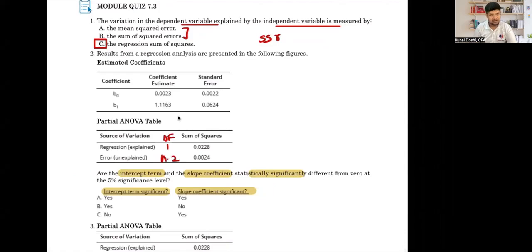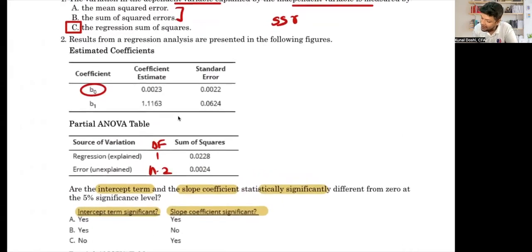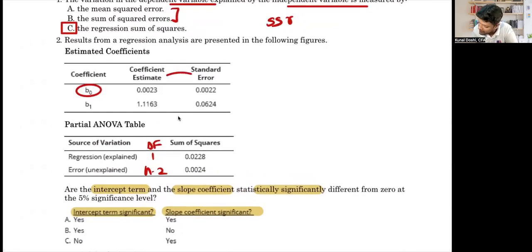Now, what are we testing? How do I do the test? Based on the information, there is B0 and B1. Both you have to test. Guys, coefficient estimate and standard error. When you do this, you get the coefficient estimate and divide by standard error. Can you find this divided by this value? Coefficient divided by this. What is the answer?